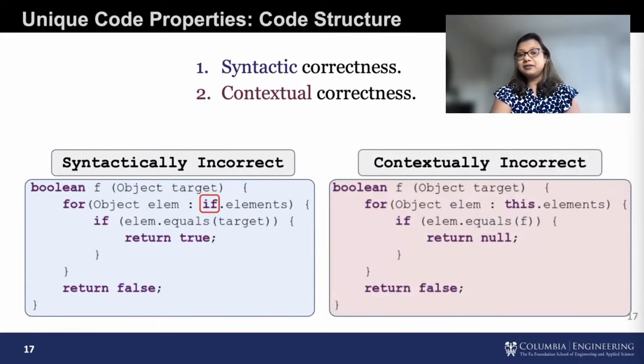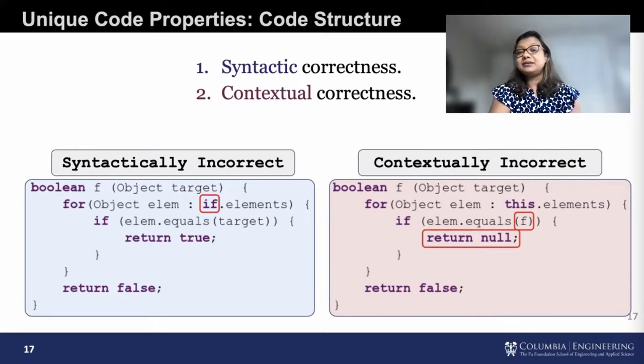Similarly, look at this code. Everything is apparently looking good. It looks like real code. But look at this f here, which is passed as a method parameter. However, this is basically a function, right? So it is a very unusual way to write it in this context.